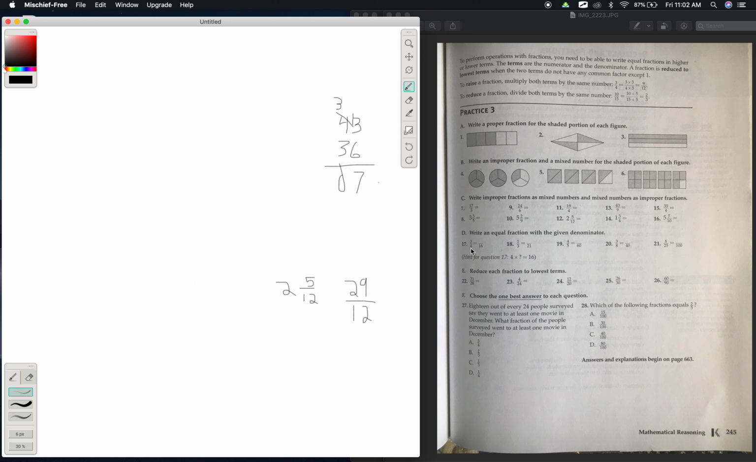For example, 4 times what is 16? 4 times 4 is 16. So basically you will need to multiply 3 by the same amount that you multiplied 4 to get 16, to maintain its integrity so that we know it stays even. So 4 times 4 is 16, 3 times 4 is 12. So you would have 12 over 16, okay? And that would equal the same as 3/4. Let me erase a little bit of this here.